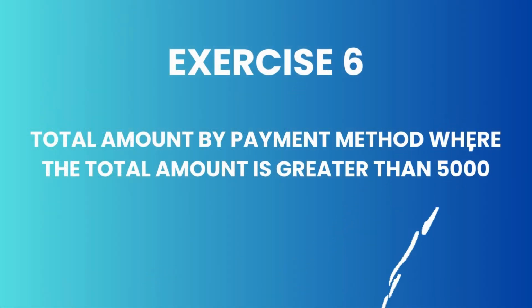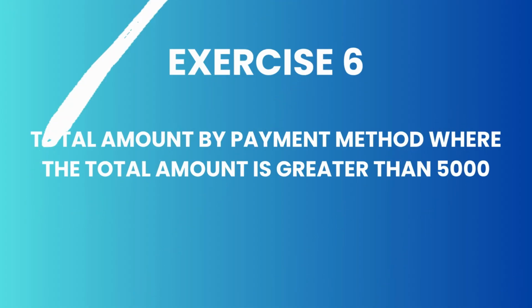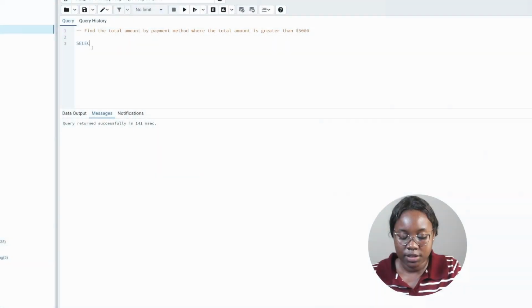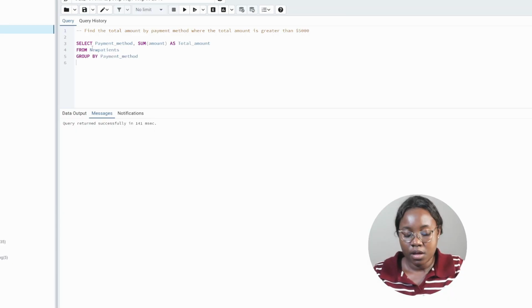Let's do an exercise. Say we want to find the total amount by payment method where the total amount is greater than 5,000. So we say select payment method and we add the aggregation, which is sum. We sum amounts as total amounts from our table, which is new patients, and we group by payment method and add our having clause.